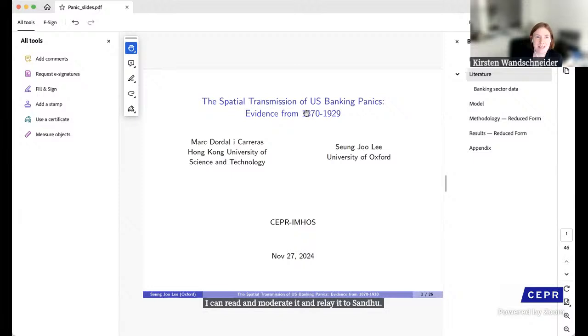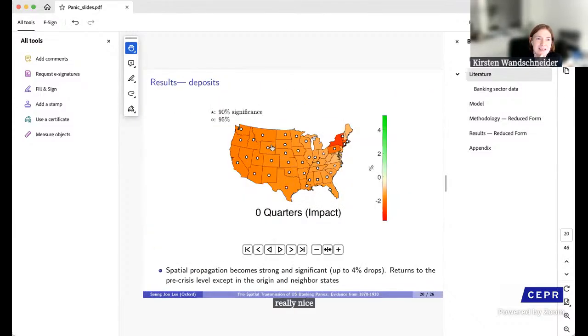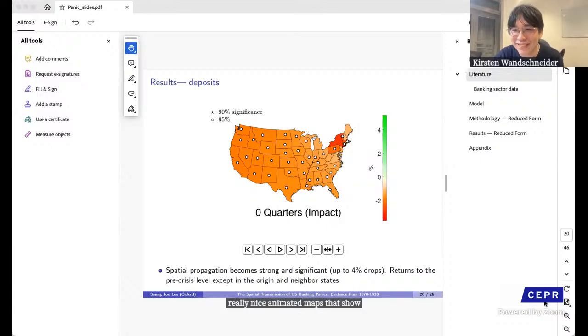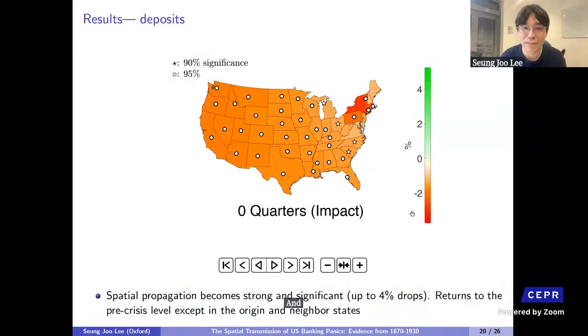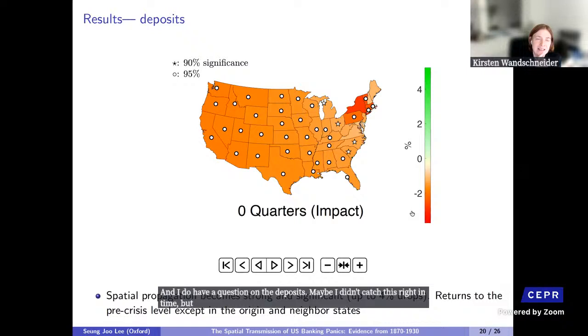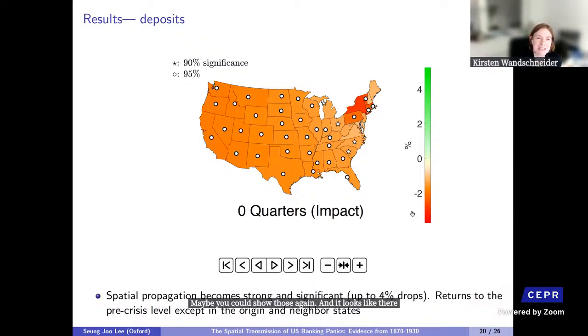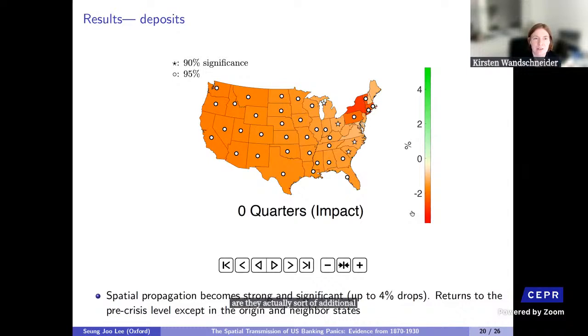While we're waiting for some questions to come in, I was wondering, because you rushed a little bit at the end, could you maybe go back to your really nice animated maps that show the key results from your local projections? I do have a question on the deposits. Maybe I didn't catch this in time, but maybe you could show those again. It looks like there are some inverse spatial results. Do they come from the way you specify the transaction costs in your model, or are they actually additional regional effects or regional relations?